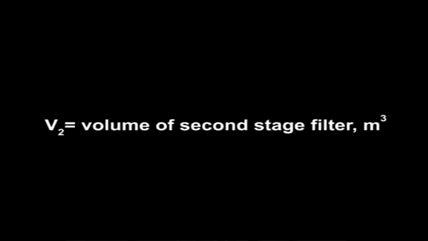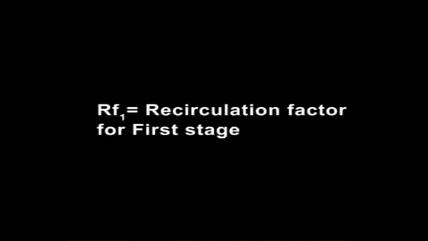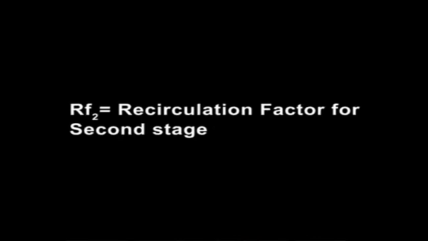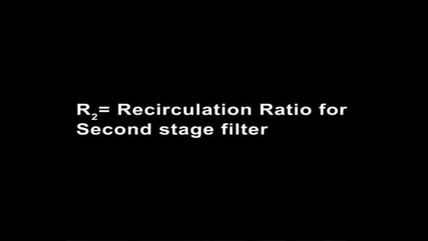V1 is equal to volume of first stage filter in meter cube. V2 is equal to volume of the second stage filter in meter cube. RF1 is equal to recirculation factor for first stage. R1 is equal to recirculation ratio for first stage filter. RF2 is equal to recirculation factor for second stage. R2 is equal to recirculation ratio for second stage filter.